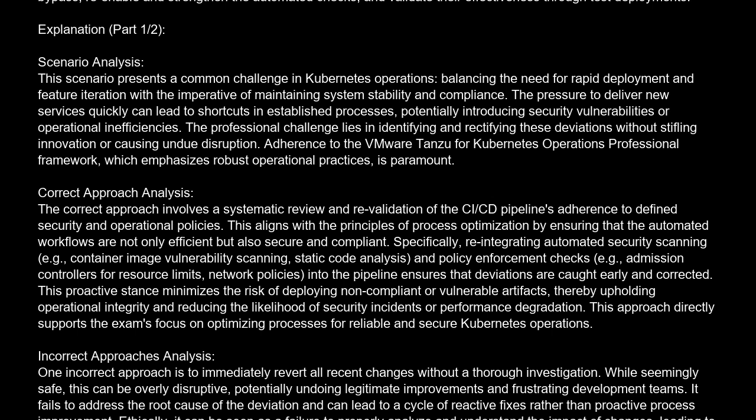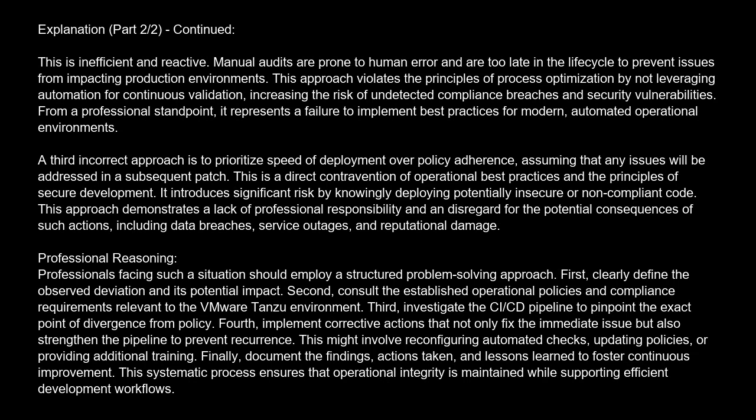Another incorrect approach is to solely rely on manual audits after deployment. This is inefficient and reactive. Manual audits are prone to human error and are too late in the lifecycle to prevent issues from impacting production environments. This approach violates the principles of process optimization by not leveraging automation for continuous validation, increasing the risk of undetected compliance breaches and security vulnerabilities. From a professional standpoint, it represents a failure to implement best practices for modern, automated operational environments.